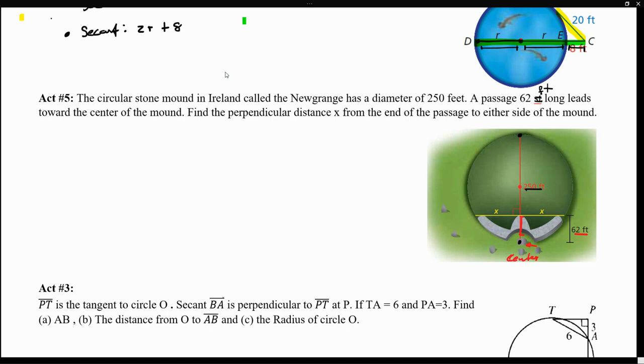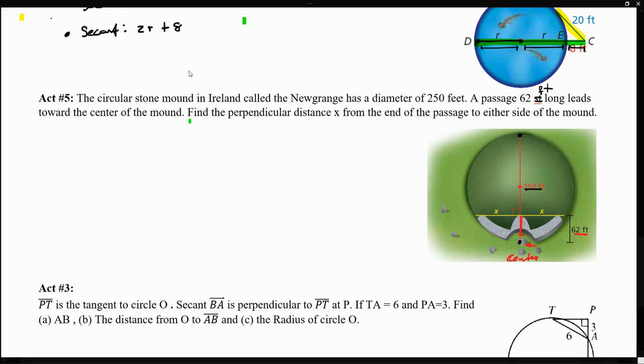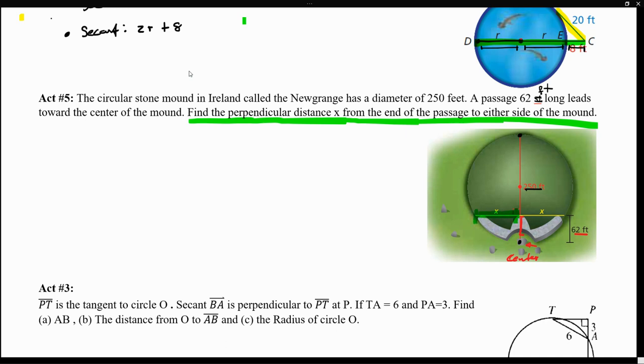Now the question is, is it possible for us to find the perpendicular distance x from the end of the passage to either side of the mound? In other words, when they talk about the perpendicular distance x from the end of the passage to either side of the mound, we're talking about this. Is it possible for me to find this value of x, regardless of whether you're coming from the left or from the right?